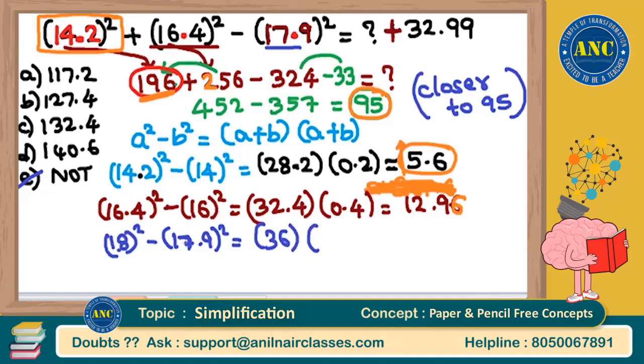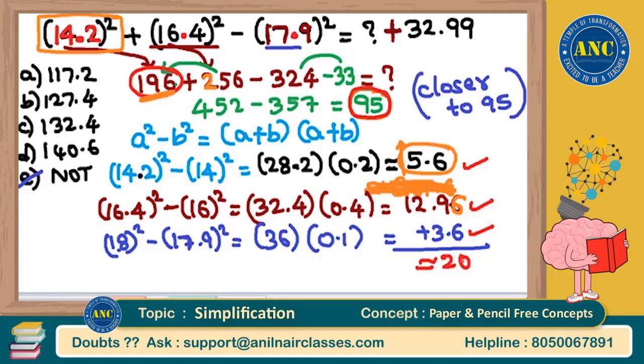18 minus 17.9 is 0.1. It is 3.6 addition itself. Can I say now, right, that 5.6 plus 13 plus 3.6, approximately for this 95, I need to add another 20? The answer is approximately 95 plus 20, which is very close to 115.